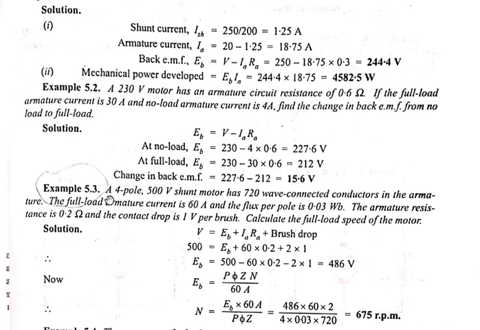The next one, a 4-pole 500 volt shunt motor has 720 wave connected conductors in armature, full load armature current is 60 amperes and the flux per pole is 0.03 Weber. The armature resistance is 0.2 ohm and contact drop is 1 volt per brush. Calculate the full load speed of the motor.